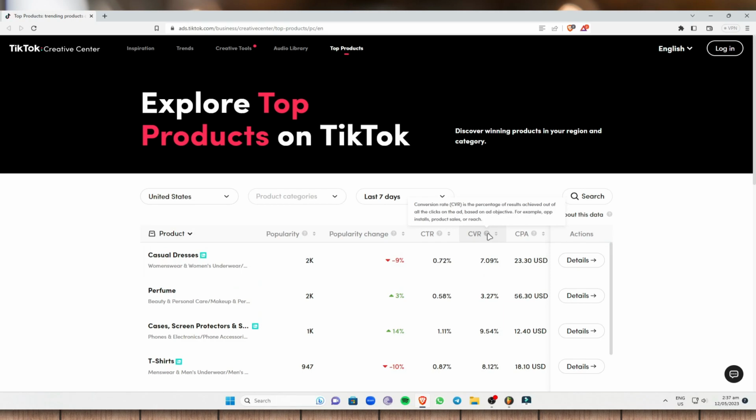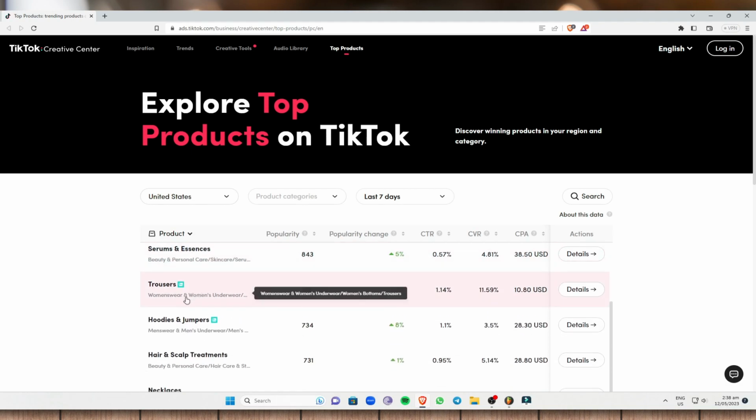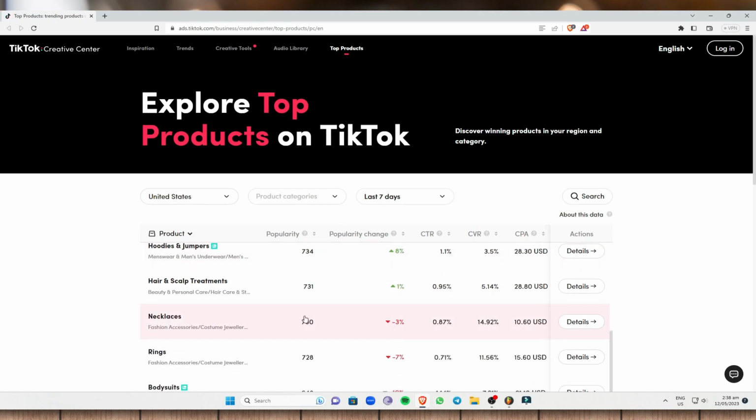Has the best conversion rate. So as you can see right here, casual dresses has a 7.9 conversion rate. Cases and phone screen protectors have a 9.54 conversion rate. And some t-shirts have the best conversion rates. And as you can see, trousers for women's right here, just like what I said. Next is the necklaces, and of course some accessories, some jewelries also have a very good conversion rate. So just look into that if you will. And the rings, as you can see right here, has an 11.56 conversion rate.